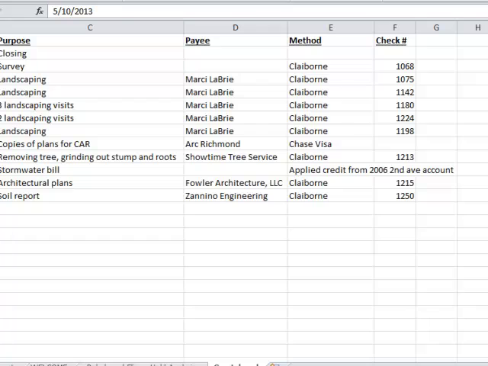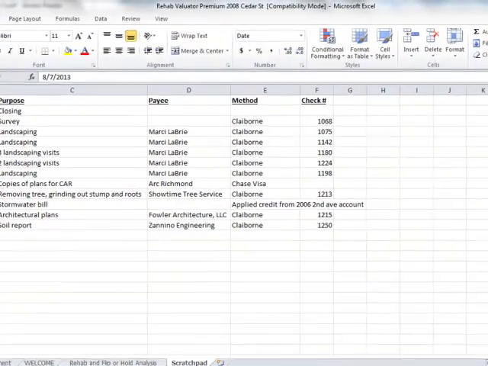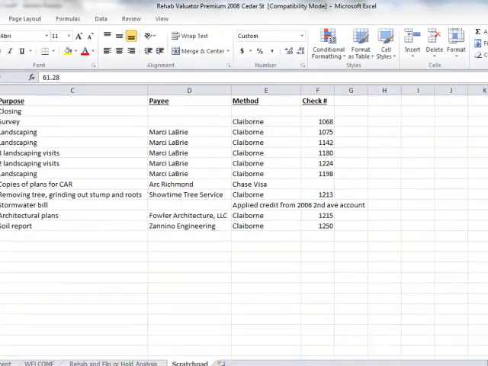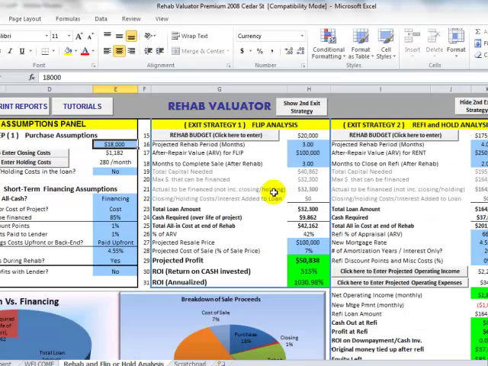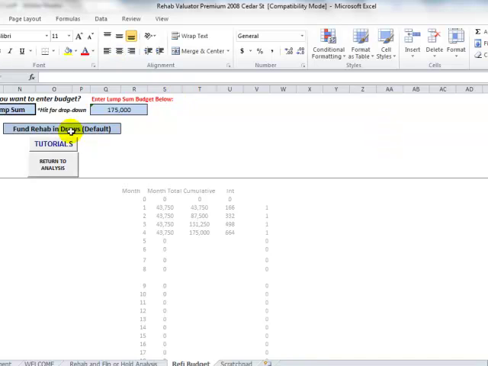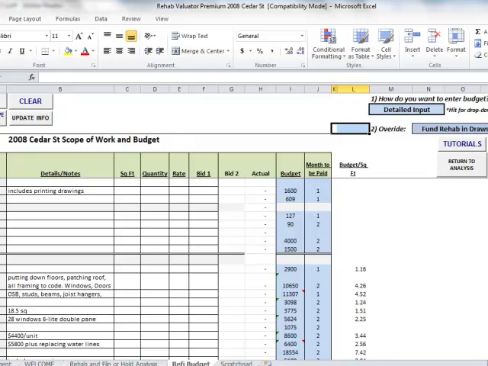Every time anything gets paid on this project, it's a line item in this sheet. Every time any expenses are incurred, it's a line item. Date, amount, purpose, who I paid to, method of payment, this is just a name for one of my checking accounts, check number. Alright, so I get to keep track of all my costs here. And once I have a detailed rehab budget, I can start comparing those costs to my budget, right?